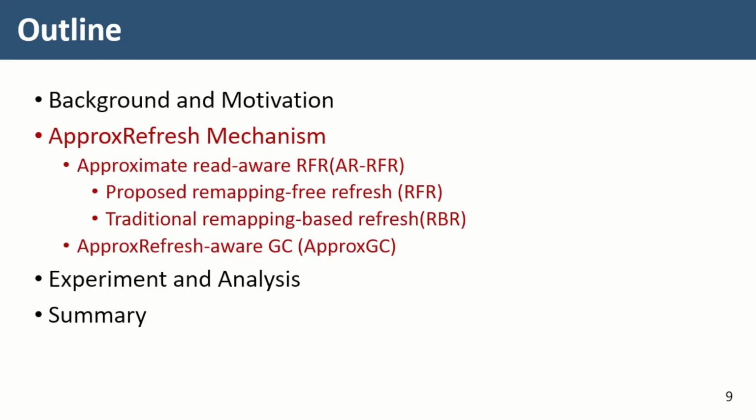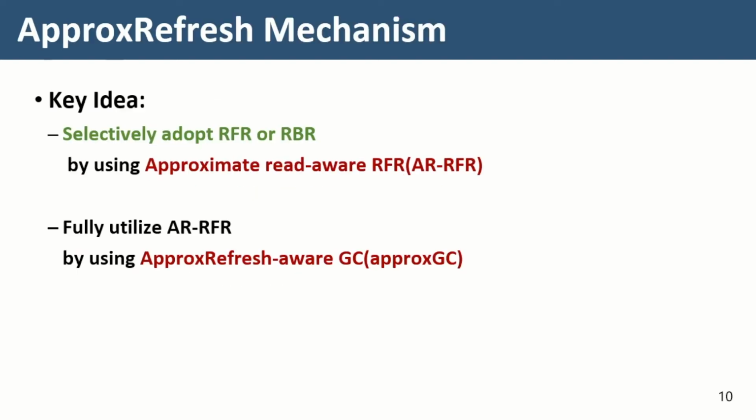Second, here is our ApproxRefresh mechanism. It has two key ideas. AR-RFR selectively adopts RFR or RBR to reduce the refresh costs and the read disturbance. Then ApproxGC is proposed to fully utilize AR-RFR.